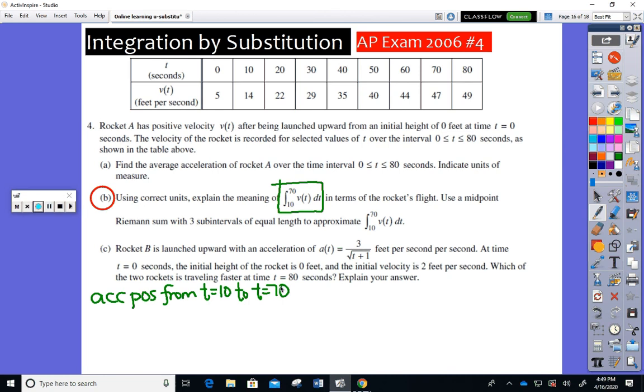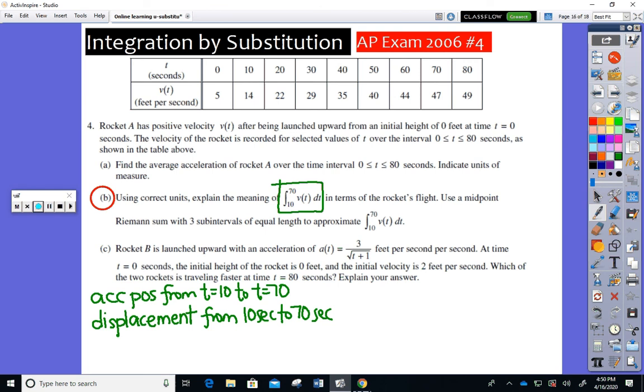Wait a minute. What do I mean accumulated position? Guys, accumulated position is displacement. It's change in position. So it's the displacement from 10 seconds to 70 seconds. Okay? So that's what that means. Use a midpoint Riemann sum with 3 subintervals of equal length.